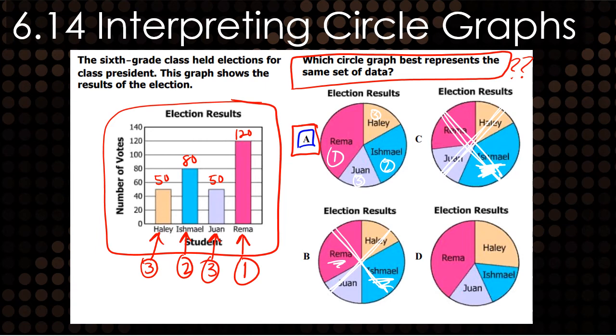And last but not least, we have this letter D. This shows us that Rayma was in first, so that's good. Our next biggest piece is Haley, but we know that Haley came in third. She didn't come in second, so that didn't happen. Sorry, Haley. So we're only left with letter A as an option. So this is a really easy way, when you're given a bar graph, to figure out which circle graph best represents the data.